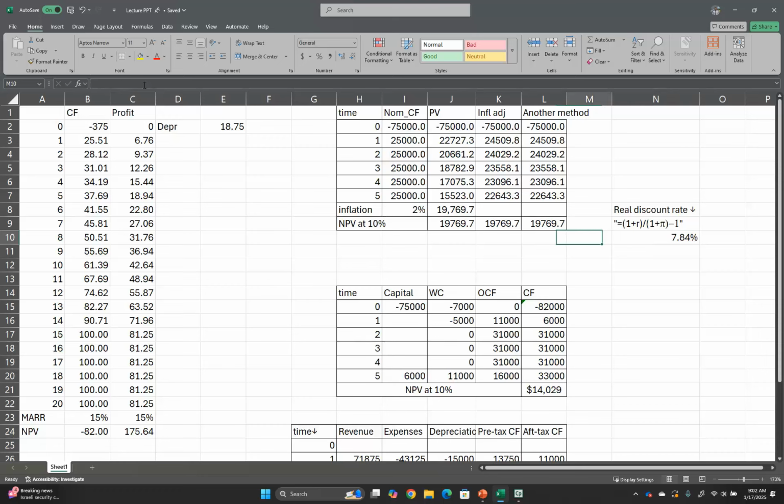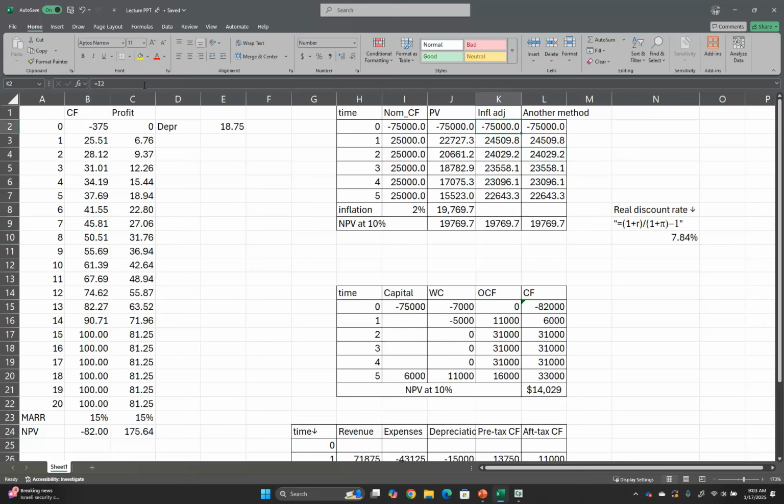Now to use the real discount rate, we must have real cash flows. So we have to adjust our cash flows for inflation. There are two methods of adjusting them. We can use whichever we like. The first method is to divide the nominal cash flow by 1 plus the rate of inflation to the power of the time. And the second is to divide the nominal cash flow by 1 plus the rate of inflation, and then take the previous value and keep on discounting it by the rate of inflation. Both of them, as we can see here, generate the same value. So these are real cash flows.